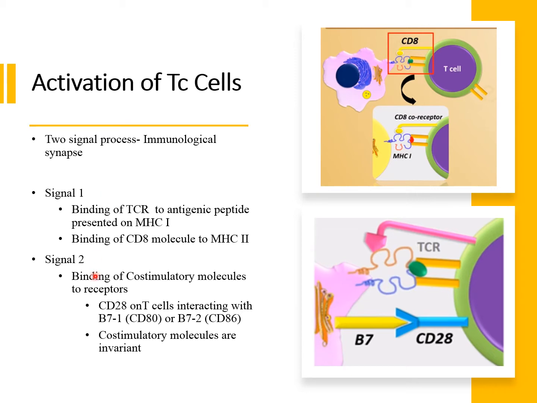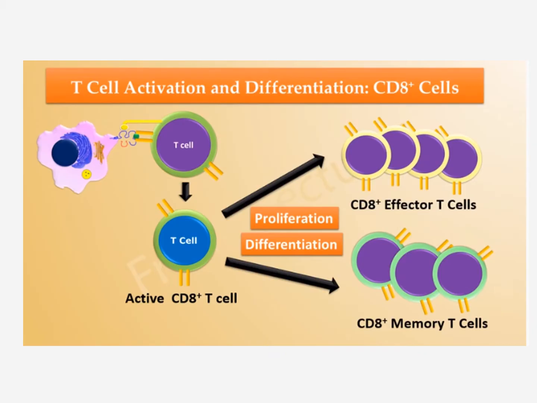The second signal results from the binding of co-stimulatory molecules like CD28 to B7, that is present on the antigen presenting cell, similar to that of T helper cell signal 2. So once activated, the cytotoxic T cells lead to apoptosis of the viral infected cells.